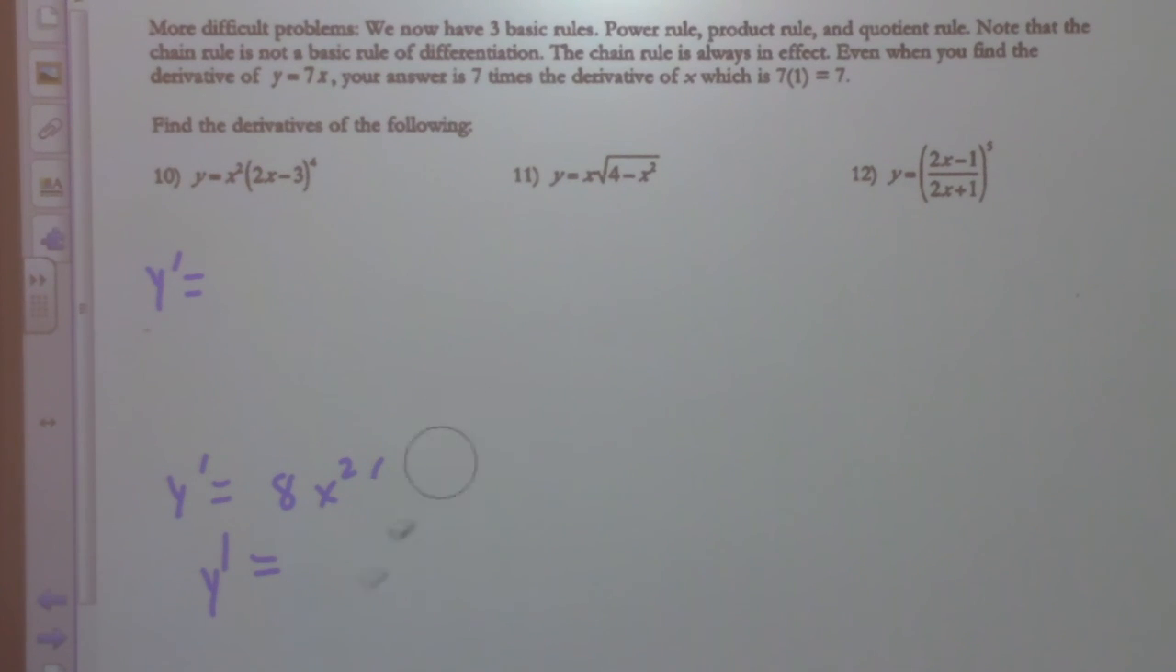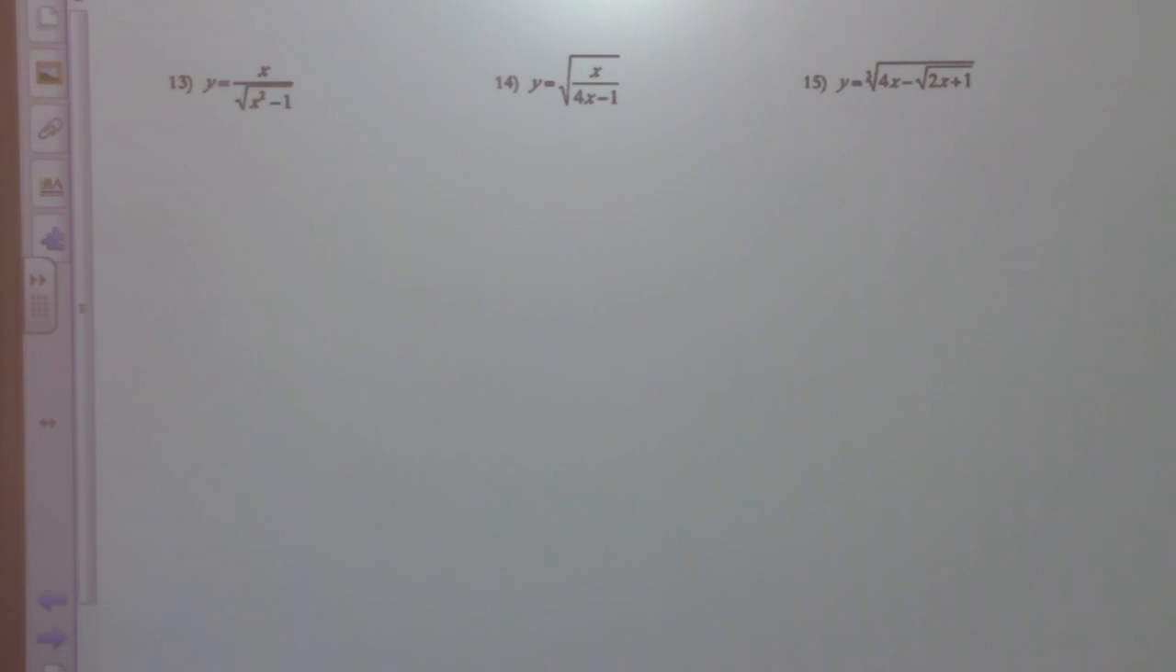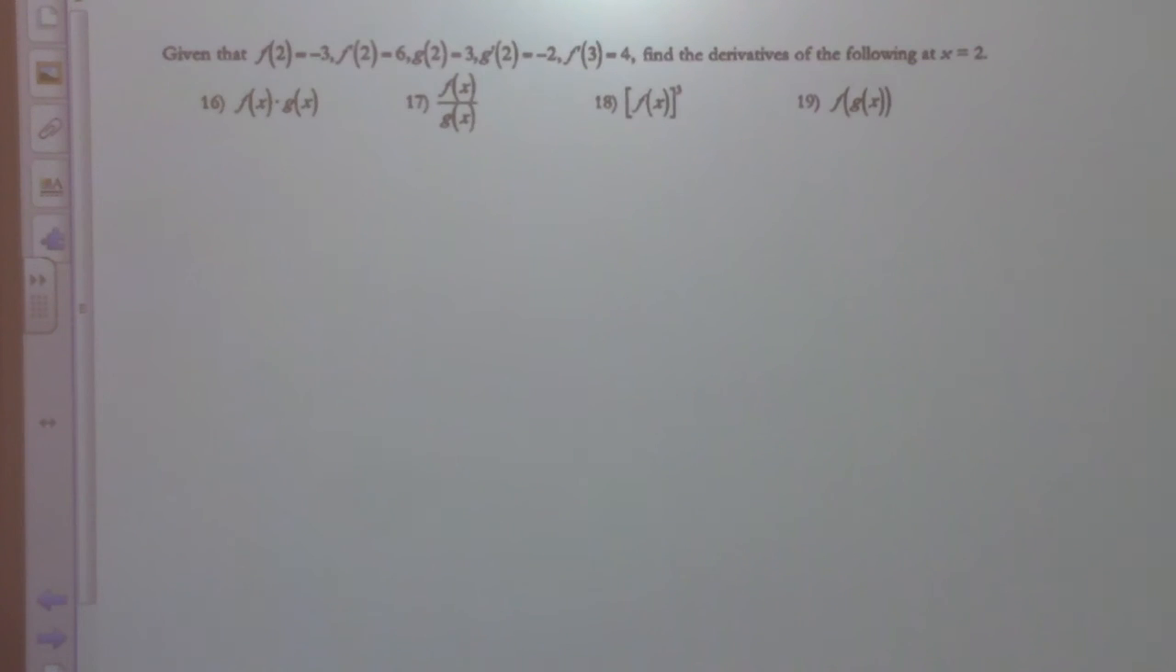But again, putting a couple things together. For this one, number 12, you'd have a quotient rule of the derivative of the inside. So you can have 5 times all this to the 4th power times the derivative of that. Okay, which will take some time to do. But okay, we have some more exercises here.